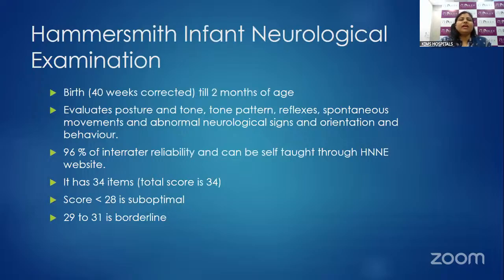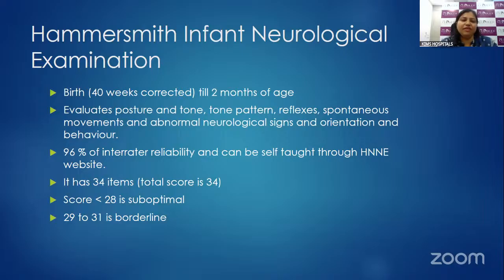Next comes the Hammersmith Infant Neurological Examination. This I use very frequently, so you may see lots of information about the Hammersmith examination in my presentation. You can do it from birth, like 40 weeks of corrected age, till 2 months of age. It evaluates posture and tone pattern, reflexes, spontaneous movement, abnormal neurological signs, and orientation and behavior. These are the aspects which you can see in the Hammersmith Infant Neurological Examination.